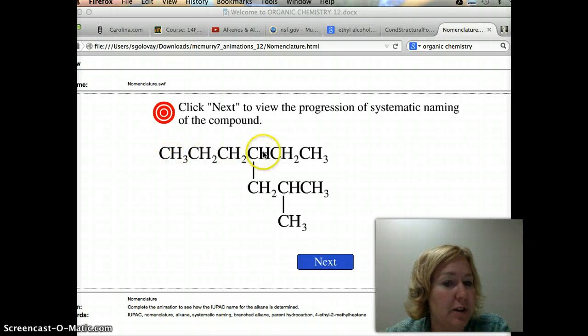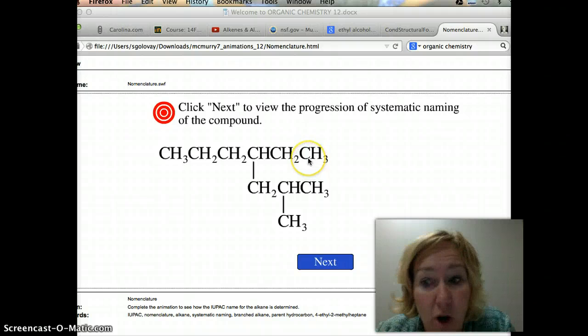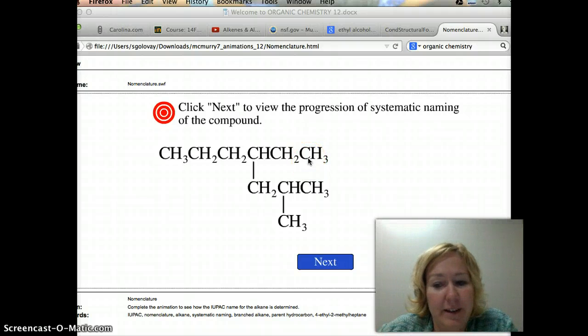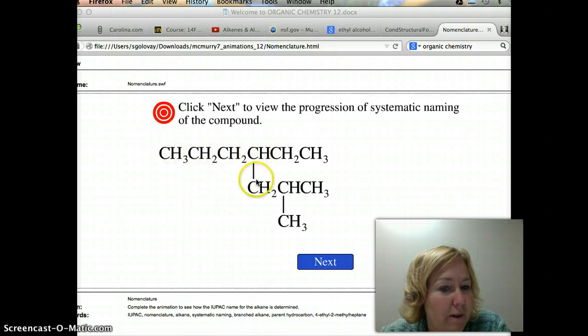1, 2, 3, 4, 5, 6. Wrong. You are wrong. Because it's organic, it has to be harder than that. 1, 2, 3, 4, 5, 6, 7. For real. You could also go 1, 2, 3, 4, 5, 6, 7. It doesn't matter because this is going to be on the second carbon here, the second carbon here, so it would be named the same thing.